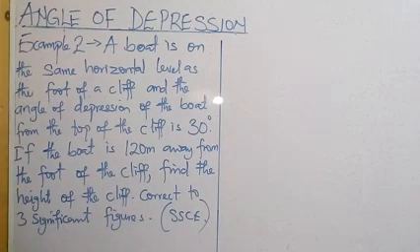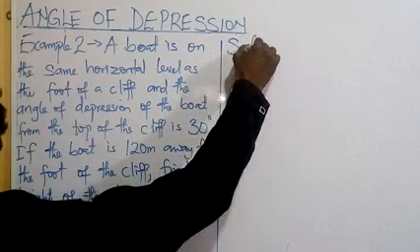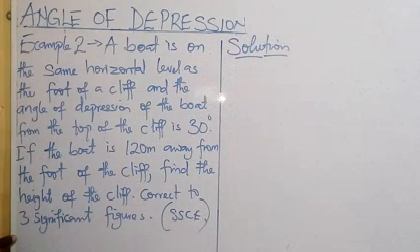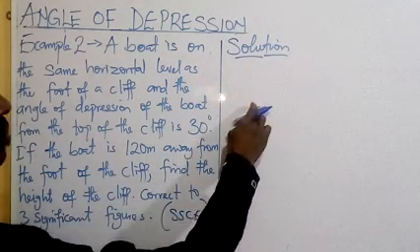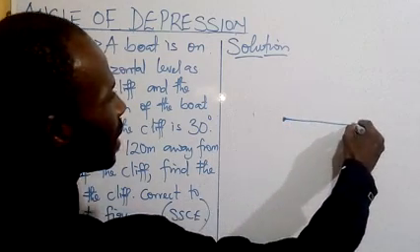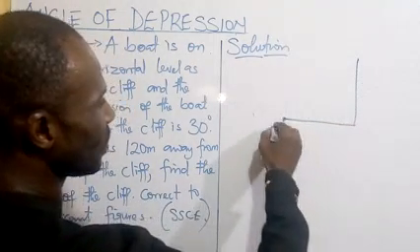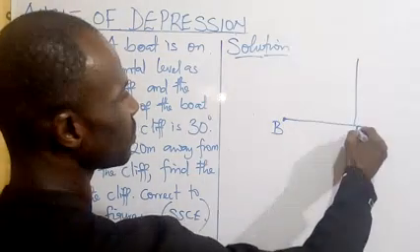All right, now don't forget the first thing we need to do is to interpret the question in form of a diagram. A boat is on the same level as the foot of a cliff. Let's say this is a boat on the same level as the cliff. I say this is a cliff. This is where the boat is. This is the foot of the cliff.